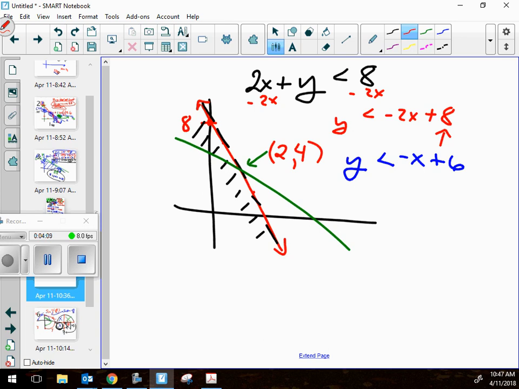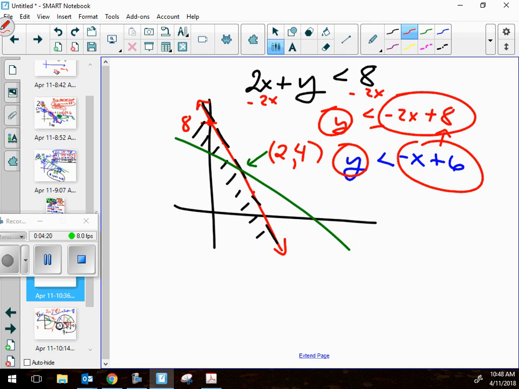Just a quick reminder, what would you have done? Well, y is equal to this, and y is equal to that, and therefore I can take this y and put it in here, because the y's are equal, right? So it would be negative 2x plus 8 is equal to, and you start with equals. I know there's a less than sign there, but negative x plus 6, and you solve.